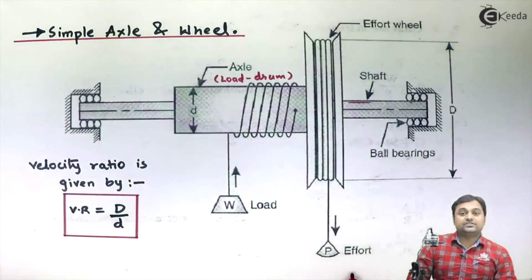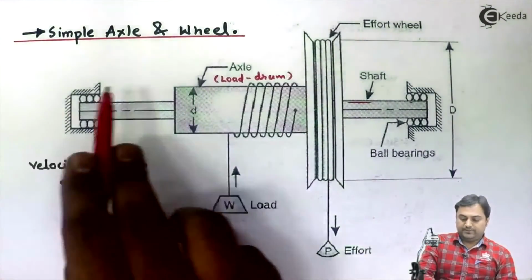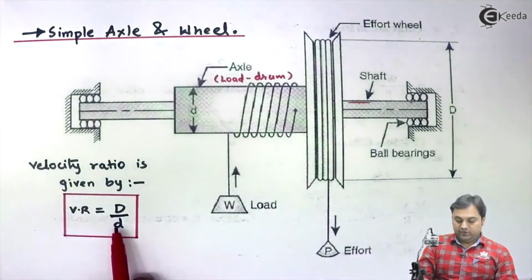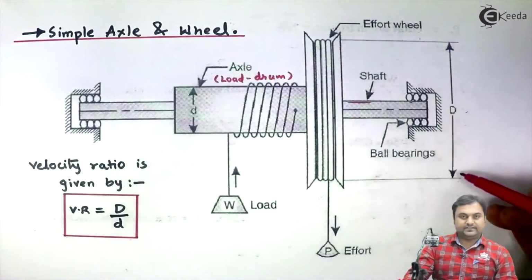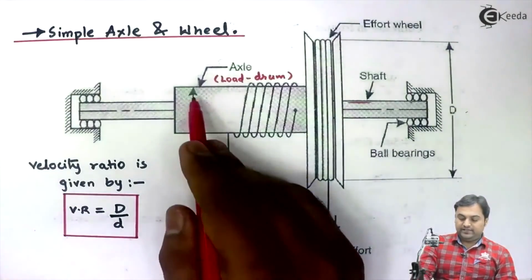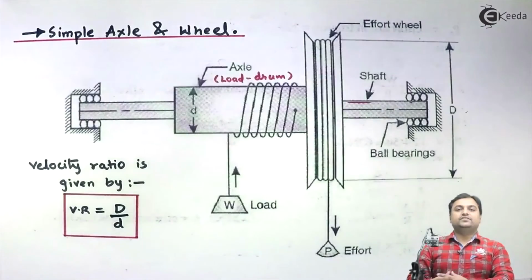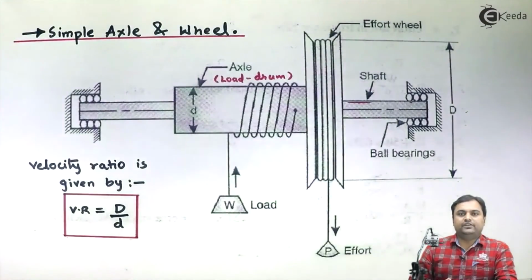So this machine is a simple machine, and the velocity ratio formula for the simple axle and wheel is given by capital D upon small d, where capital D is the diameter of the effort wheel as we can see in the diagram, and small d is the diameter of the load drum or axle. As we have seen in this video, a very simple machine called a simple axle and wheel is used to lift heavy loads by applying comparatively less effort.